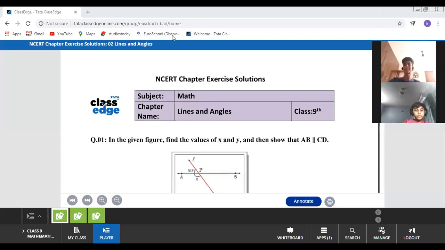Alternate interior angles are equal. Very good. What about corresponding angles? Do you remember the property based on corresponding angles? If a transversal intersects two parallel lines, then each pair of corresponding angles are equal. Now let me repeat the properties.